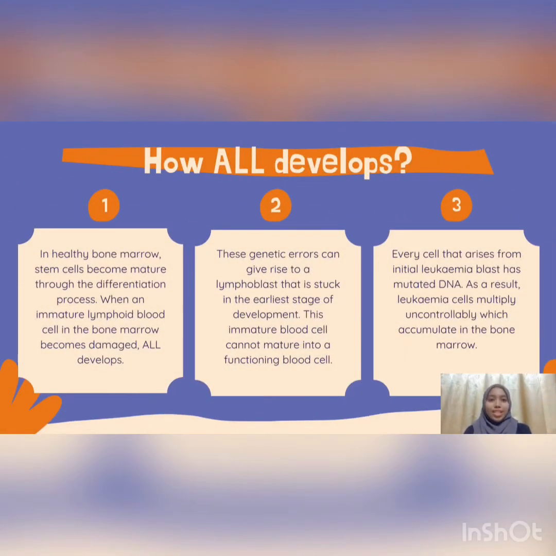So, how does acute lymphocytic leukemia develop? In healthy bone marrow, stem cells will undergo a process called differentiation in order to become mature. When an immature lymphoid blood cell is damaged and develops errors in genetic DNA, this disease will develop. These genetic errors eventually will give rise to a lymphoblast that is stuck during the earliest stage of cell development. This immature blood cell cannot mature into a functioning blood cell. As a result, leukemia cells multiply uncontrollably, which accumulate in the bone marrow.